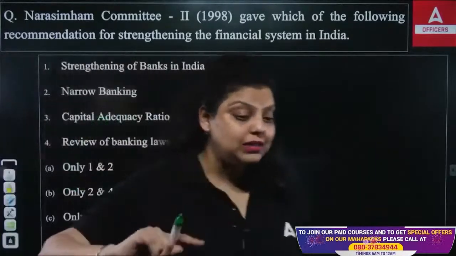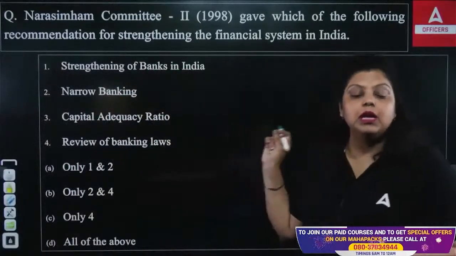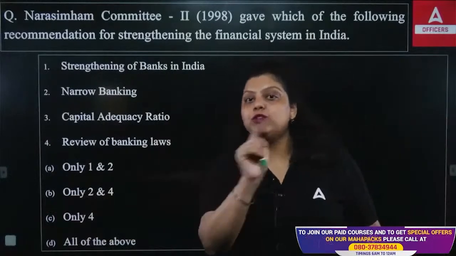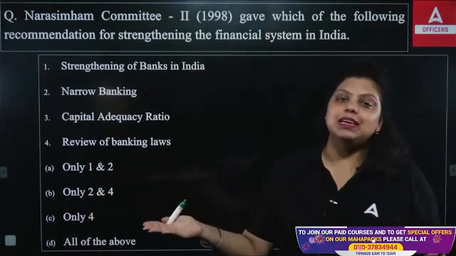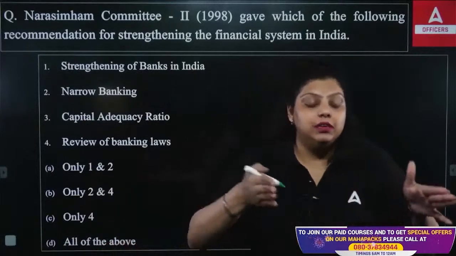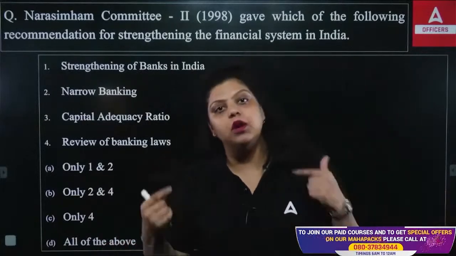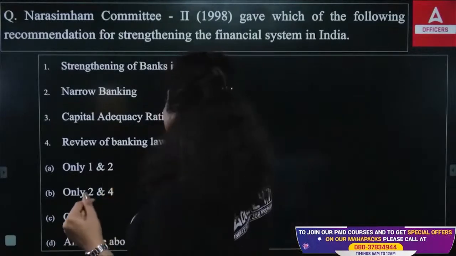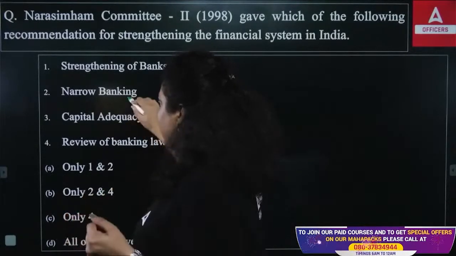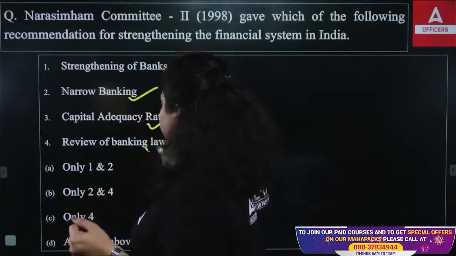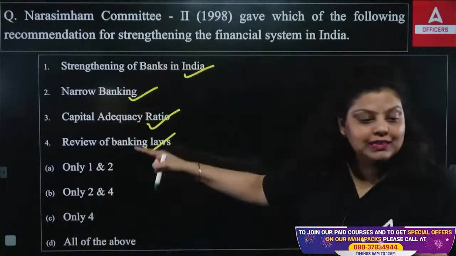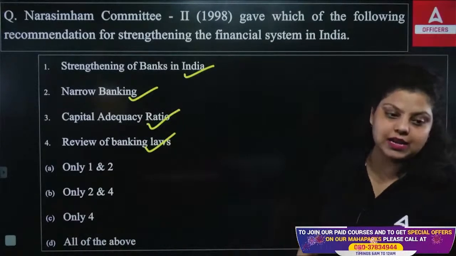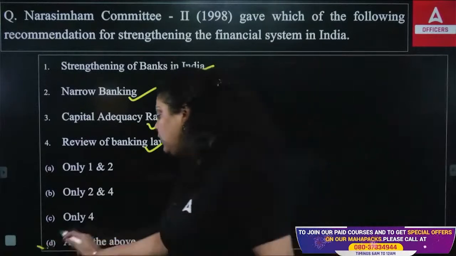Also, one way of asking a question on the same topic will be: the Narasimhan Committee has given the recommendation on which sector? We know the Narasimhan Committee gave recommendations on financial sector reform, and it was for the banking sector. So first is strengthening the banks in India, true. Narrow banking, true. Capital adequacy ratio, true. Review of banking laws, true. All these recommendations were given by the Narasimhan Committee in 1998. So the right answer will be all of the above.